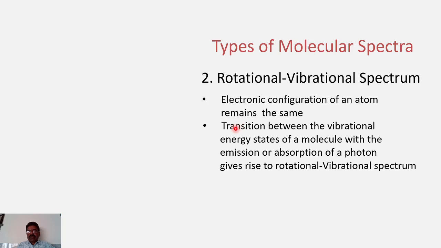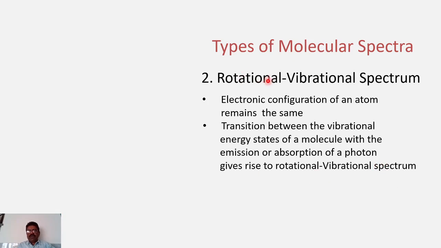And then the atoms are vibrating about their mean position, while the molecule is also rotating simultaneously about a certain axis of rotation. There may be a transition between the vibrational energy state of a molecule along with the rotational energy level, with the emission or absorption of a photon, and that will give rise to a rotational vibrational spectrum.